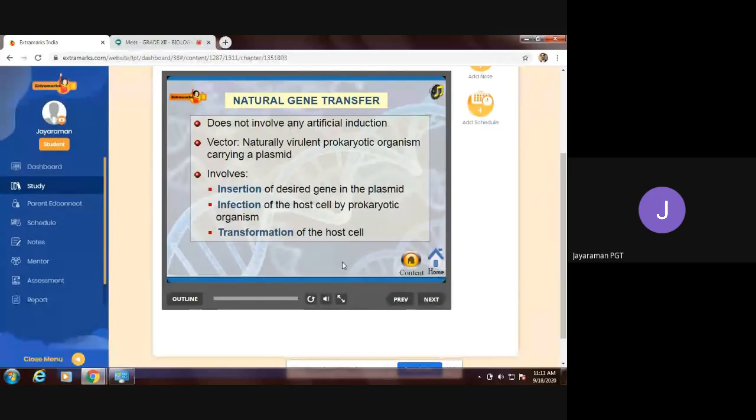It infects the cell and inserts the gene. After insertion, it causes infection in the host cell, but instead of causing a tumor, it inserts the gene of interest. Then the host cell is now transformed. Transformed means the host cell can incorporate the inserted gene. This way gene transfer can be done through other agents. These are the indirect methods using vectors, viruses, bacteria.